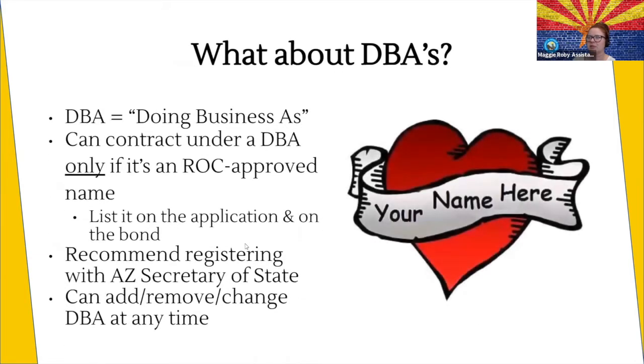Also DBAs. So you can use a DBA, and you can contract under that DBA only if it is a ROC approved name. That DBA will need to be listed on your application and on your bond. So a lot of times we see that deficiency there, or that error there, is you'll submit your bond, but if you have a DBA, that DBA also needs to be included on that bond. Also, we do recommend that you register your DBA with the Arizona Secretary of State. You do also have the option to add, remove, or change your DBA at any time.